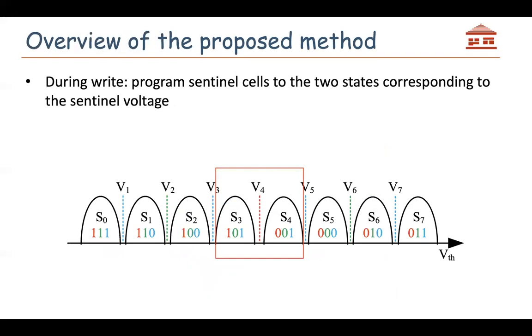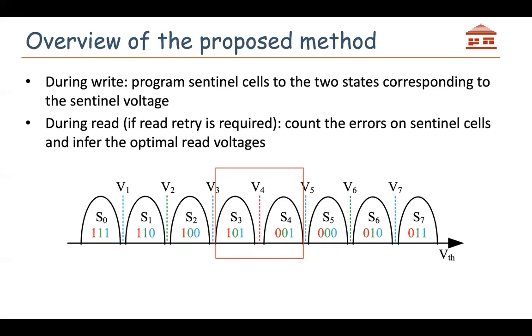To minimize the number of retries, we propose to directly infer the optimal read voltages with sentinel cells and the sentinel voltage. This work uses V4 as the sentinel voltage for TLC and V8 as the sentinel voltage for QLC. During write operations, sentinel cells will be evenly programmed to the two voltage states between which the sentinel voltage lies. For example, S3 and S4 for the TLC.